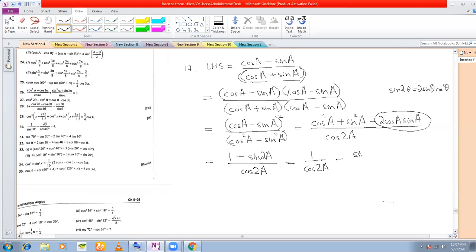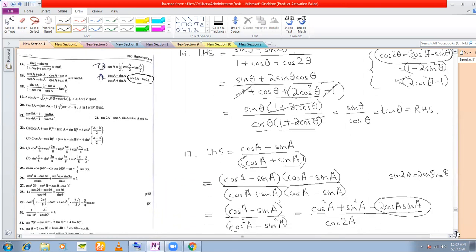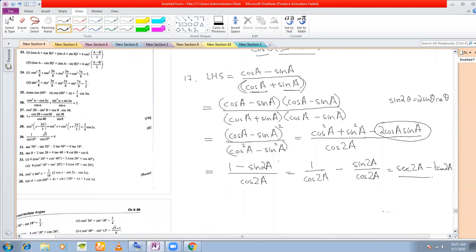minus sine 2a by cos 2a, which is 1 by cos 2a is sec 2a, and sine 2a by cos 2a is tan. And that is what we had to prove here. If you see in the problem, we had to prove this is equal to sec 2a minus tan 2a. Therefore, we have proved this is equal to sec 2a minus tan 2a. Very, very important problem.